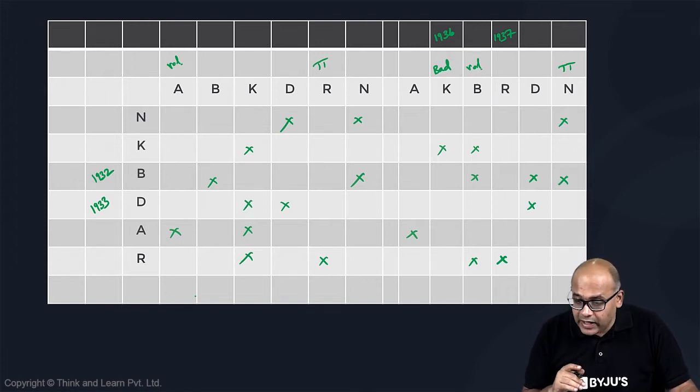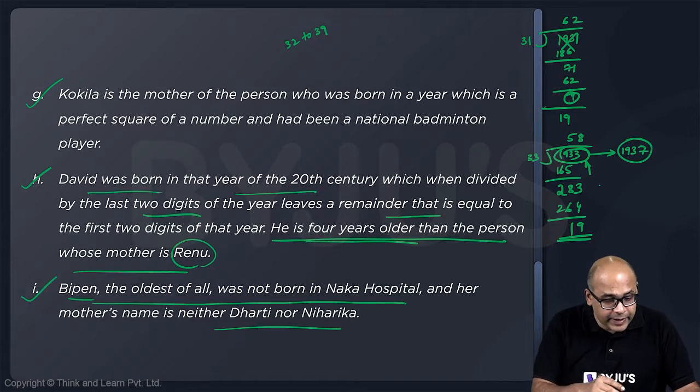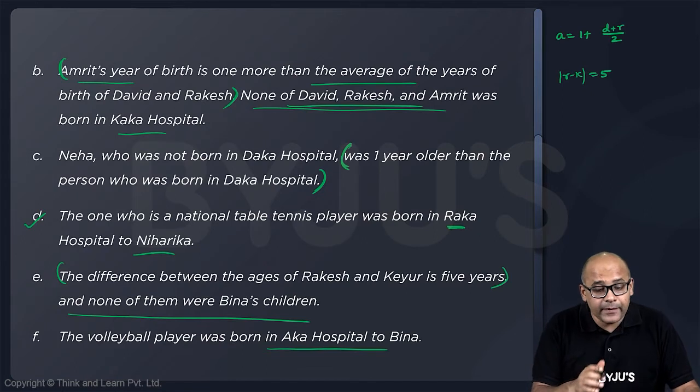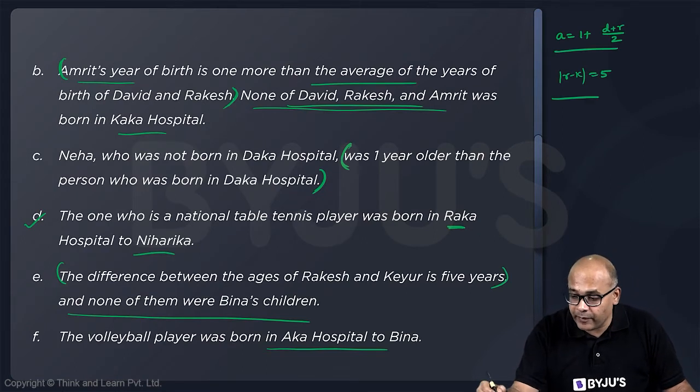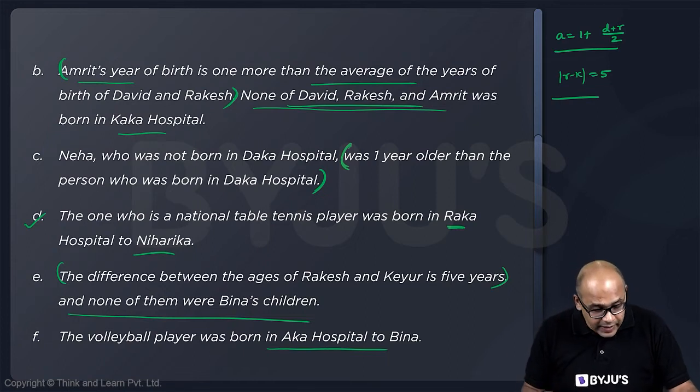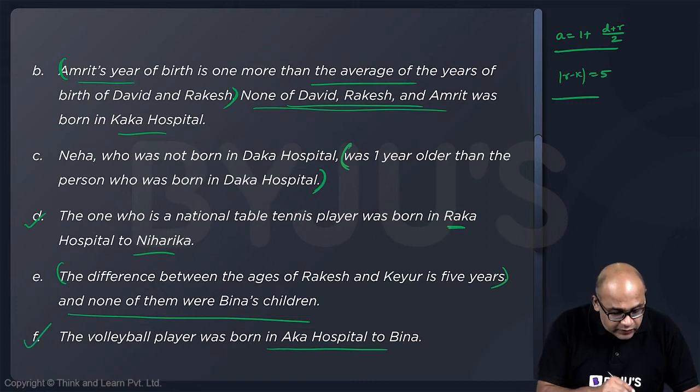Now, where else? Okay, so we have utilized this information completely. So in this slide, everything is used. Nothing we have to worry about. In the first slide, now we are talking about this piece of information. Niharika also we did not use fully. Anything else? Rakesh, the volleyball player, was born in Akka hospital. So this we have utilized.